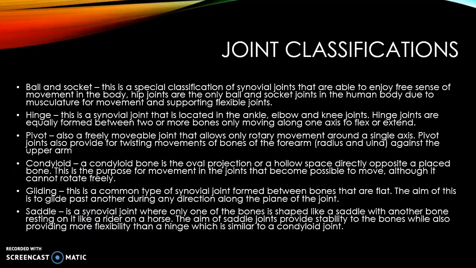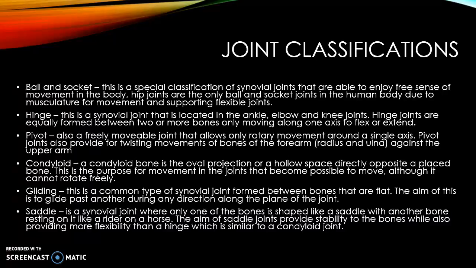Now again, with joint classifications, I'll start with 6 joints. So we've got the ball and socket first, a special classification of synovial joints that are able to enjoy a free sense of movement in the body. The hip joints are the only ball and socket joints in the human body due to musculature, movement and supporting flexible joints. The hinge, which is a synovial joint again, is located in the ankle, elbow and knee joints.